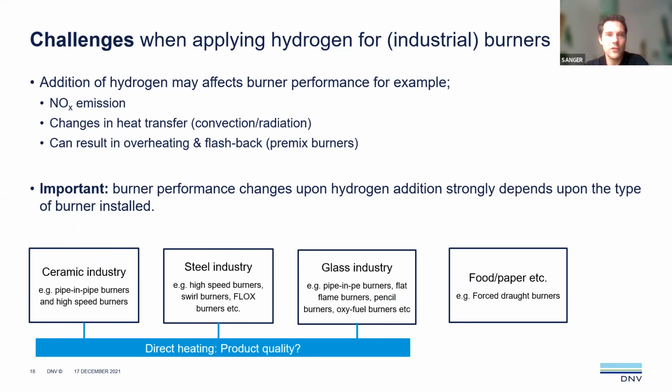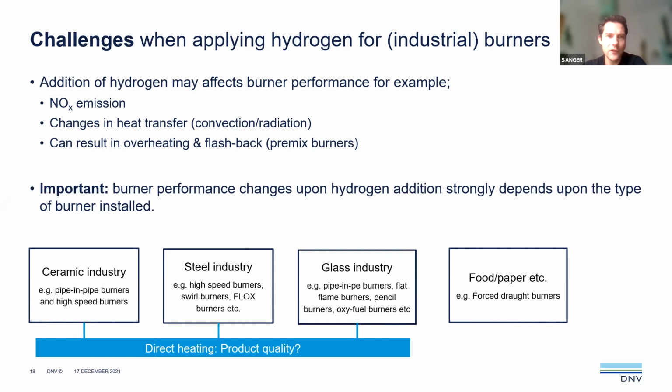If you look at, for example, the ceramic industry, they have pipe-in-pipe burners, high-speed burners. The steel industry also uses, for example, flux burners. The glass industry uses flat flame burners, pencil burners, which are often premixed, but also oxy-fuel burners. And all these burners respond differently. And if you look at the paper industry and hot water, they often use forced draft burners.